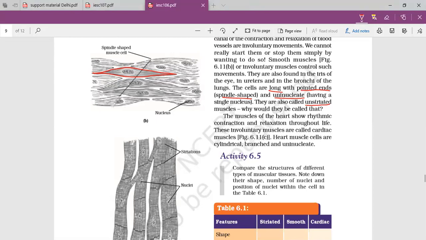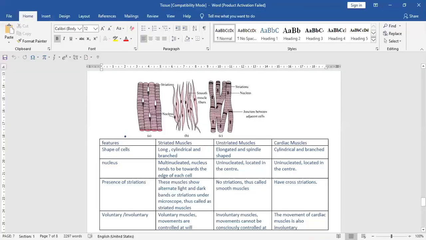Differences. Sir has given the differences. No, ma'am, he has given only the notes, not the references. Ma'am, one after the other he has given, like striated, unstriated, like that. This is always a 3 mark question. You have to learn this. So write it down.